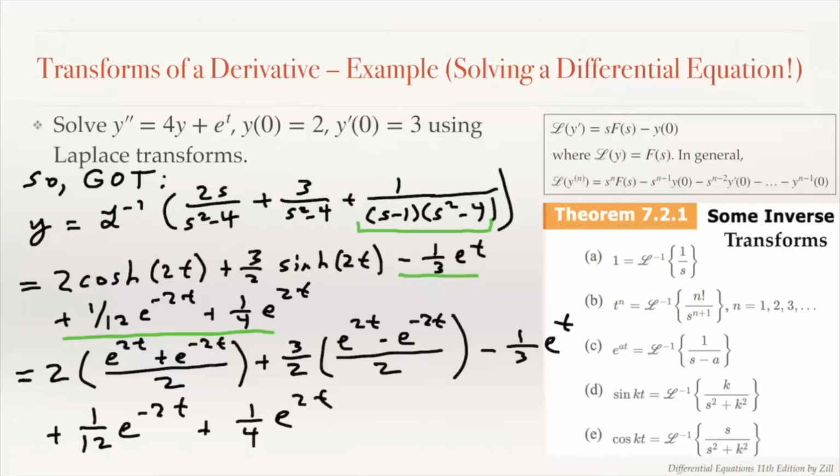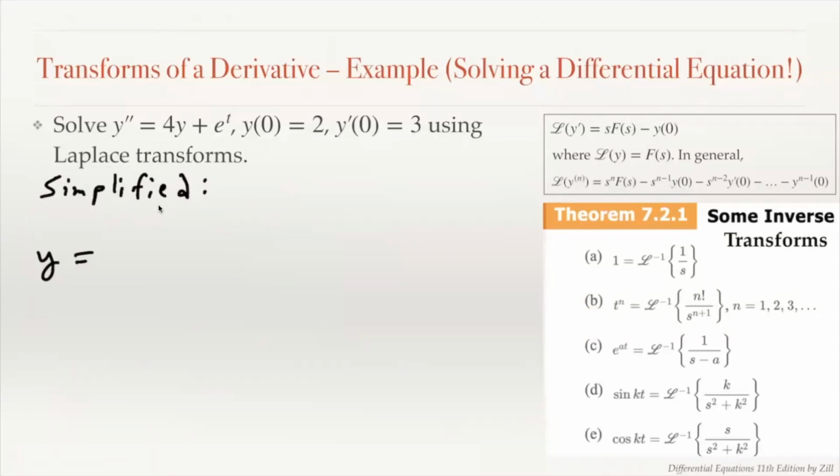And we have that. And now, as a final step, we could simplify, combining the e to the 2t's together, combining the e to the minus 2t's together. And then we have that lone e to the t by itself, stemming from the s minus 1 there. And then we'll finally have our solution to the differential equation. And simplifying, what we'll get is 2e to the 2t plus 1/3 e to the minus 2t minus 1/3 e to the t.